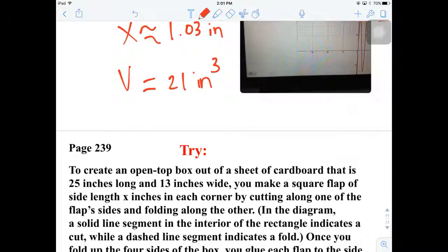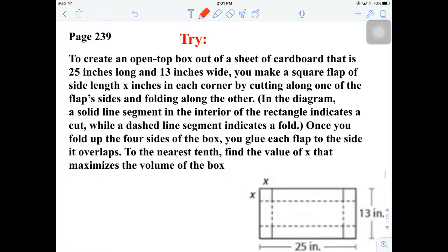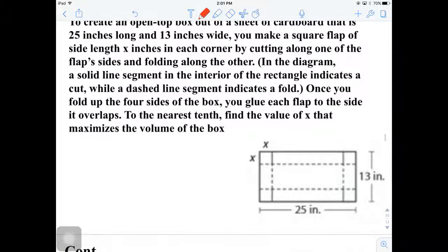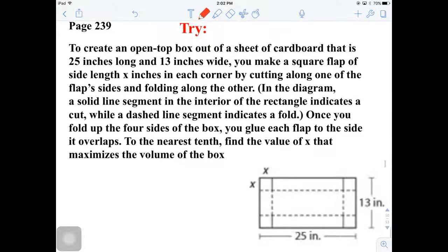Now I'm going to have you pause for a moment and think about what we just did, and try this problem, because there are only 2 problems for today's lesson. You're going to try this one on your own. It's pretty much the same thing that we just did, except the numbers are going to be different. As you can see, the original length is 25 and the width is 13. So go ahead and try the problem.